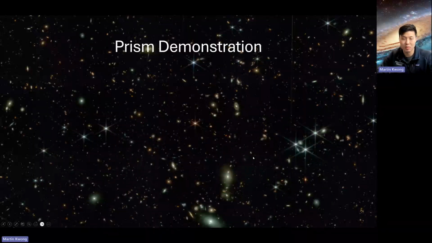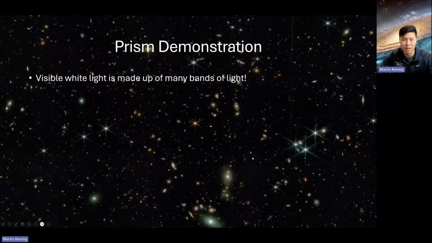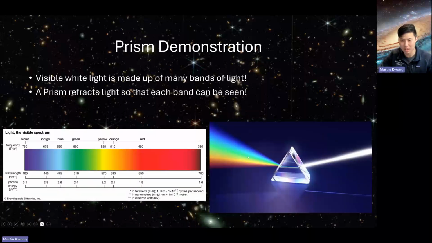So this is demonstrated with a prism, right? Visible white light is made of many bands of light. It's not a color unto itself. It's actually all the bands of visible light put together. So you see the prism, the white light beam enters in. It goes through refraction, the light property, and what comes out are your colors right here.